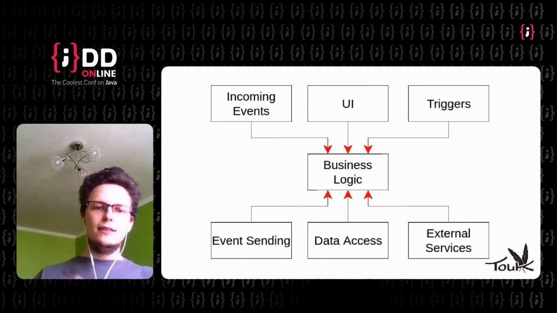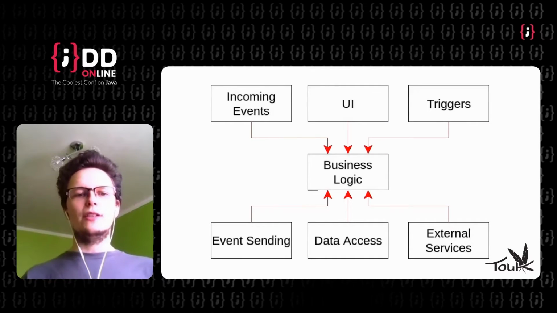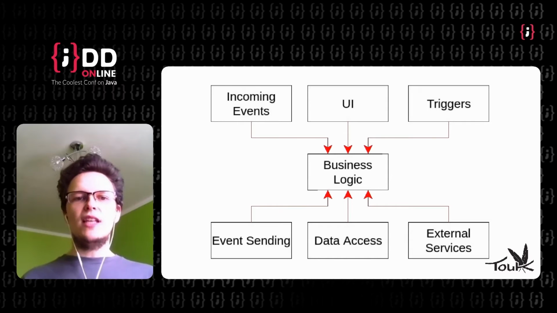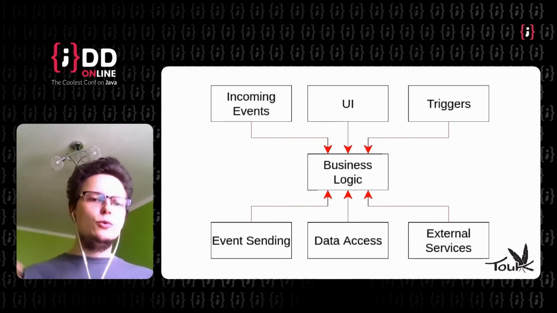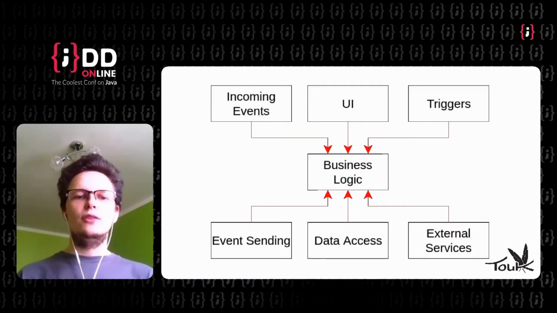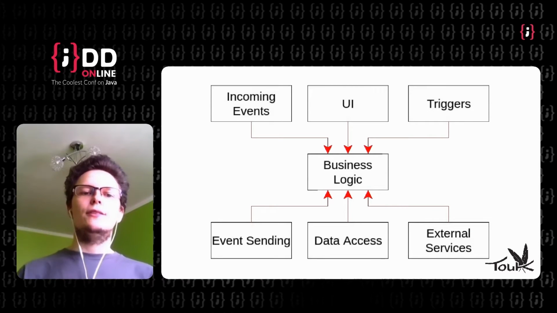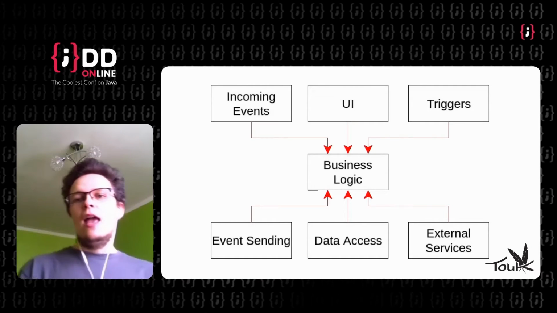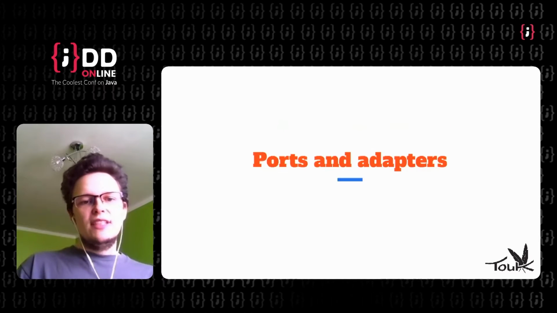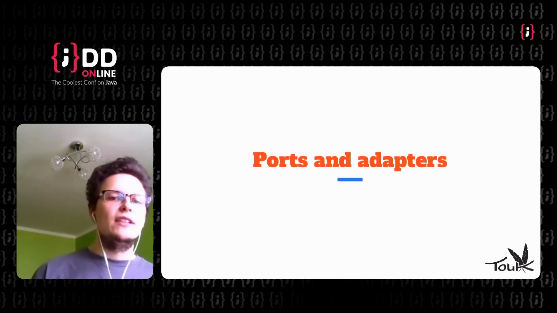So if we add other components which could talk with our domain, we have to be sure that our domain doesn't have to know about all these components, and that they only connect to our business domain. And the solution, such an architecture, is named ports and adapters.